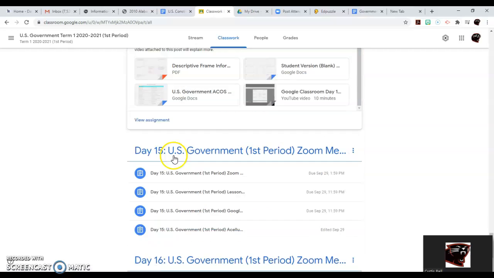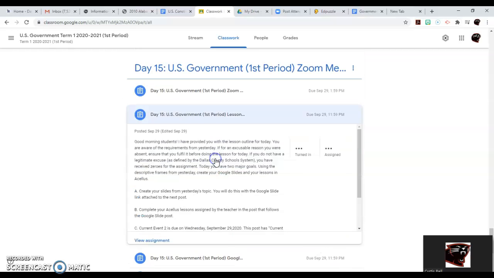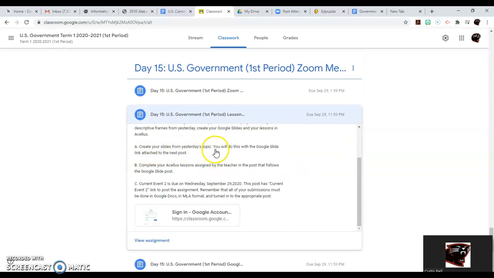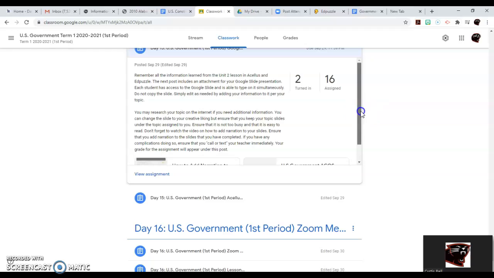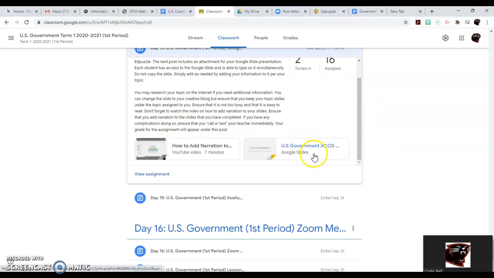So on day 15, if you look in the lesson outline, I wanted you to create your Google Slides from those topics yesterday, and you were going to pick 3 of the questions, either who, what, when, where, why, or how, and your partner that was on that same list picked 3 out. Then, of course, I posted the Google slide where everyone was able to do their topic, and then I showed you how to add your voice on the slide.